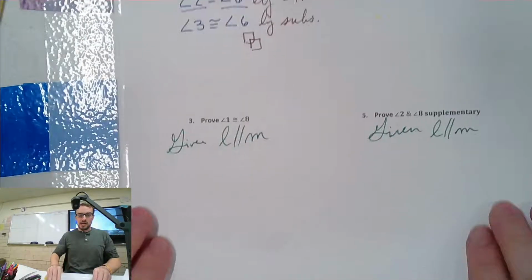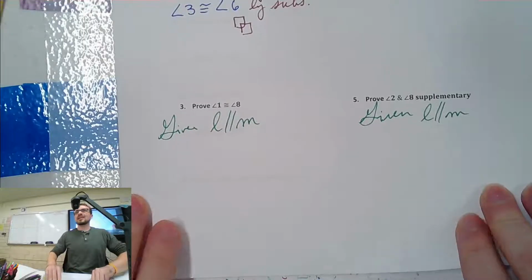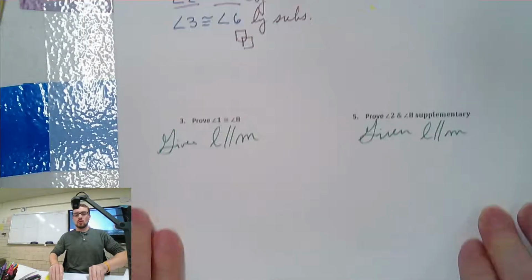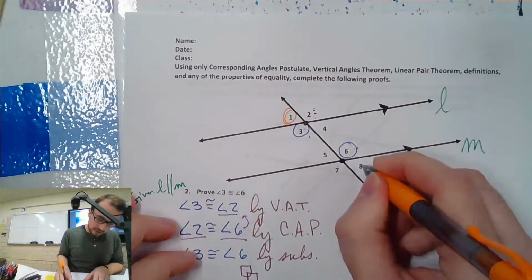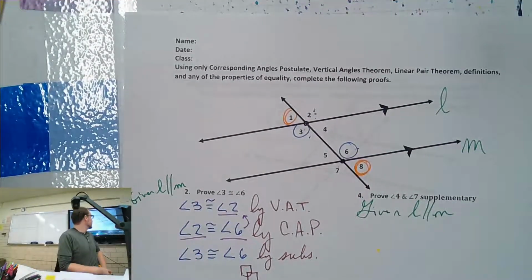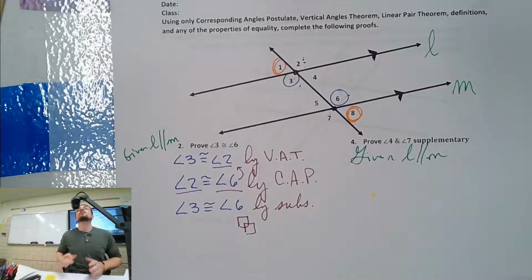So number 3. Angle 1 and angle 8 is what we're talking about. They want us to prove them congruent. Let's look at them. Angle 1. Angle 8. There they are. So we need to prove them congruent. You tell me your strategy. How are you going to get those two connected?